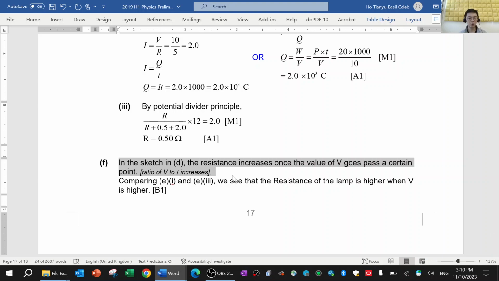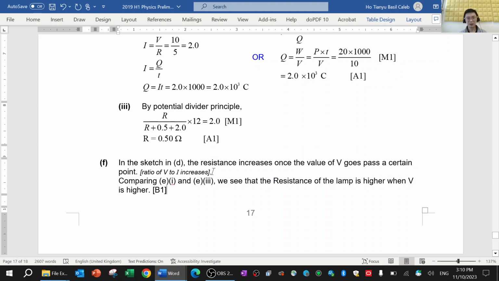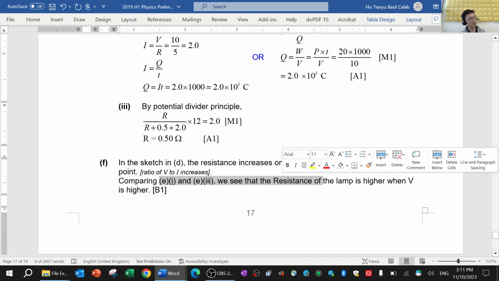If you read the question carefully, it says, explain how the 2 values of resistance in E part 1 and E part 3 provide evidence for the shape that you have sketched in part D. Wow. So you must compare 3 different parts. For me, I will start chronologically. The answer previously by TM doesn't have all this, so I'll start chronologically. I'll say in the sketch in part D, we see that the resistance increases once the value of V goes past a certain point. The ratio of V to I increases. This is the reasoning behind it.